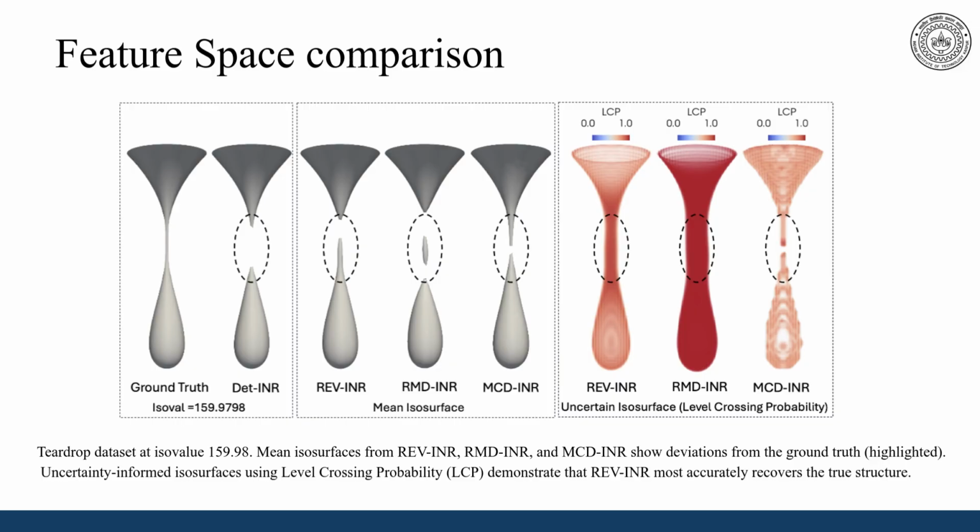When raw data is unavailable, uncertainty becomes essential for identifying unreliable regions. REV-INR provides calibrated epistemic and aleatoric uncertainty within a single forward pass, enabling trustworthy and interpretable INR-driven visualization.